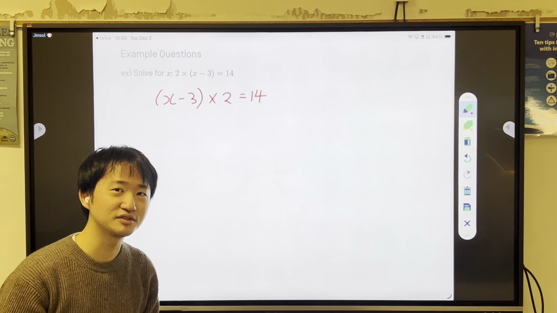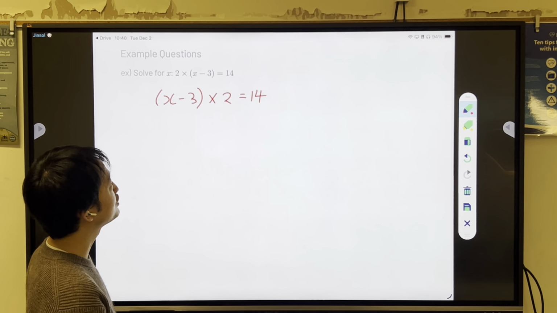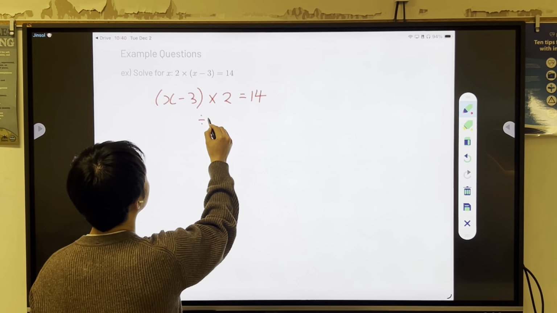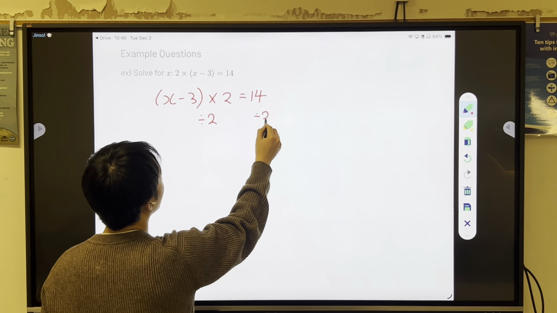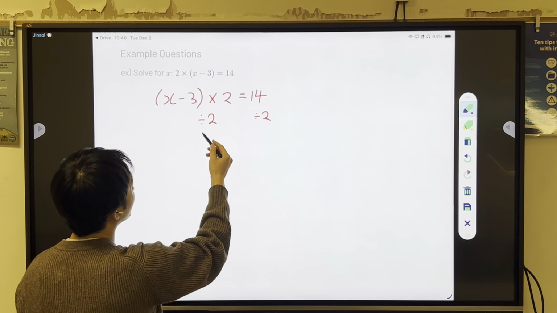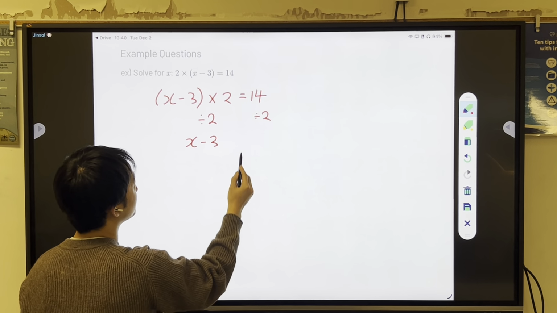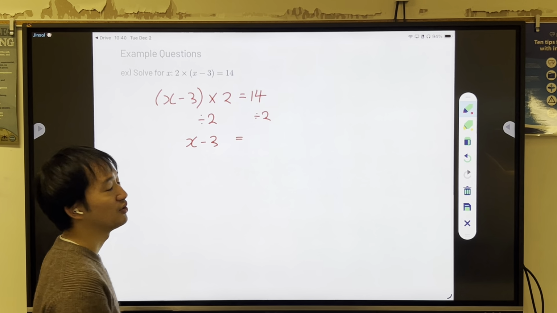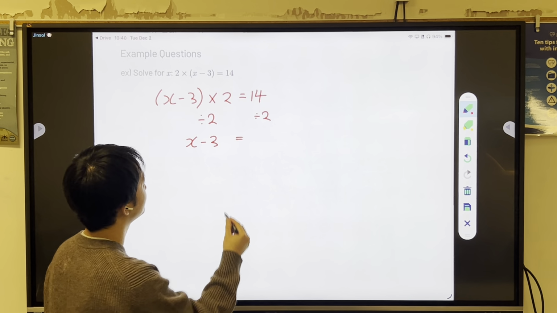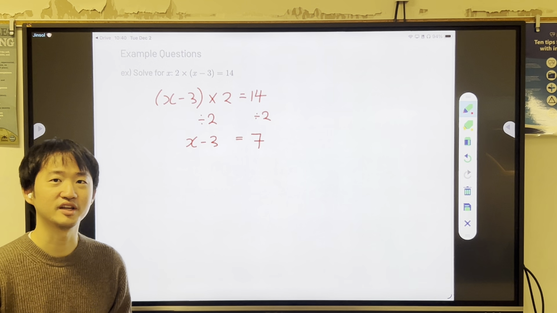How do I get rid of times 2? How do I do the opposite of times 2? Well, the opposite of times 2 is divided by 2. So let's divide by 2 on both sides. Times 2 divided by 2 will remove each other, so I'll have x minus 3 left over. And 14 divided by 2, that's 7. So that's the first step done.